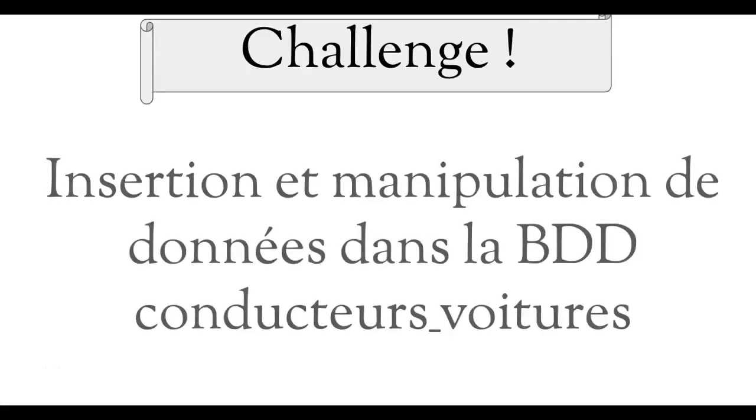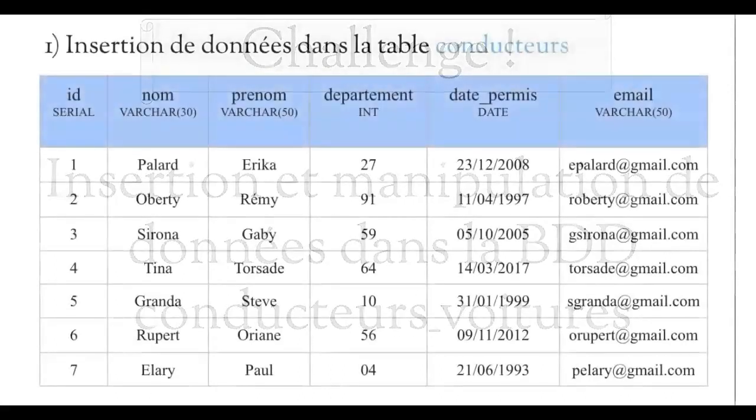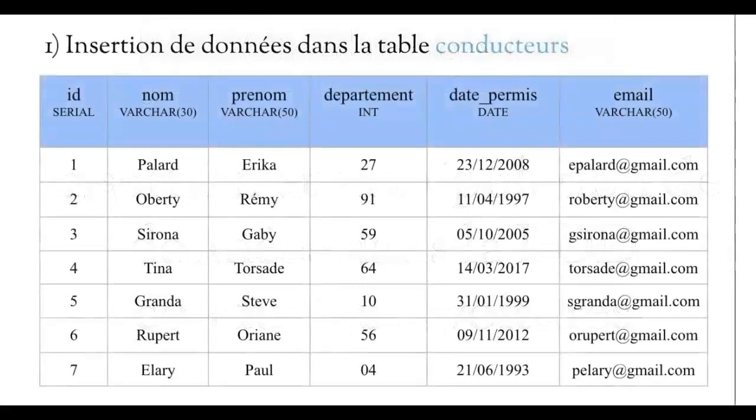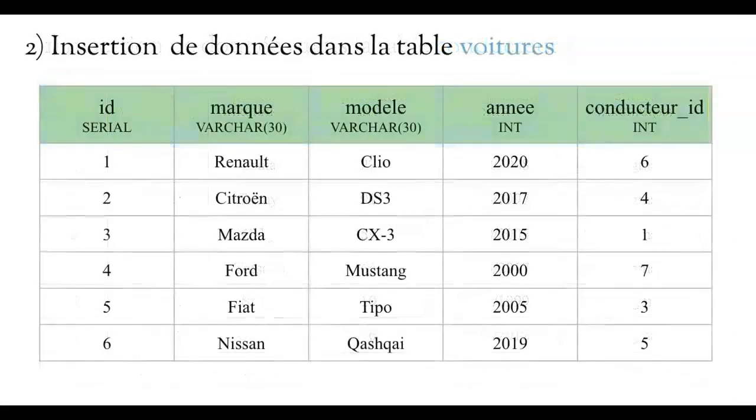Now that you know how to insert, modify, and delete a table's data, it's time for a challenge. You will use the drivers cars database you developed in the previous challenge. You will have to insert the drivers of the drivers table. There are 7 rows of data, so I challenge you to do an insert into query to insert this data into the table. The second part consists of inserting this data into the cars table. You will have to insert 6 rows of data into the cars table in the same fashion.